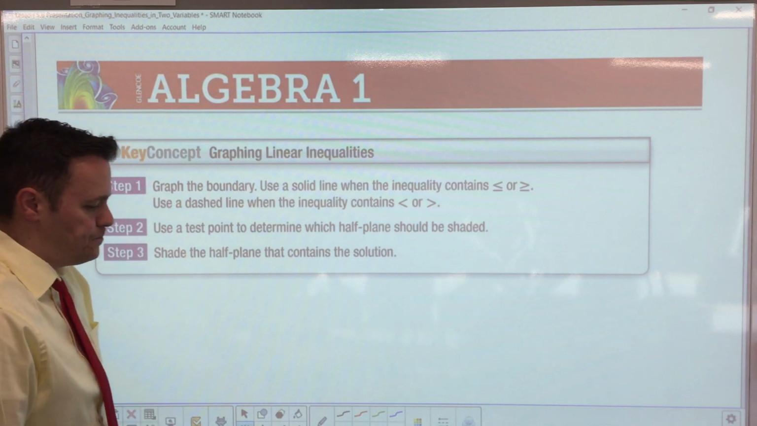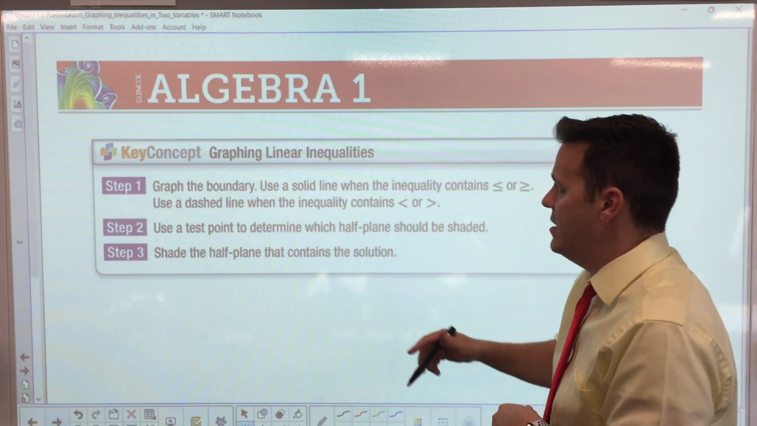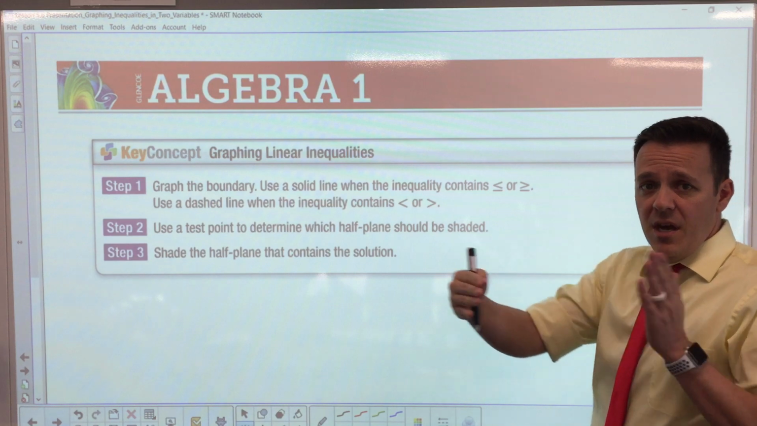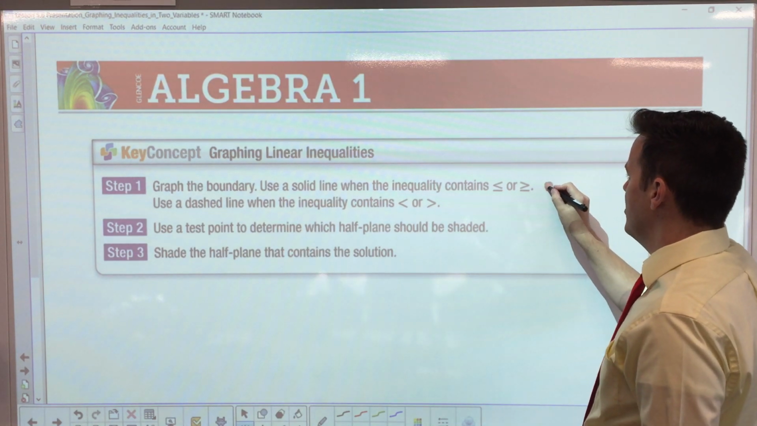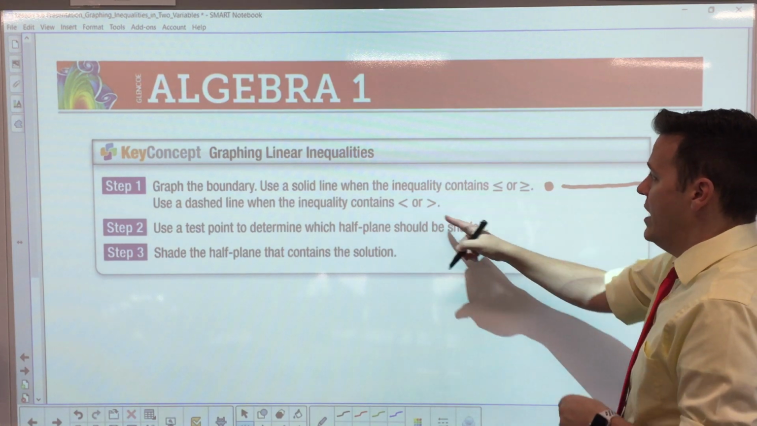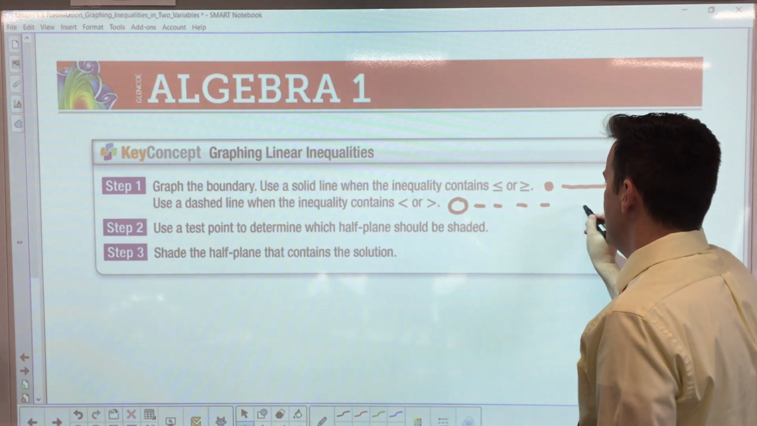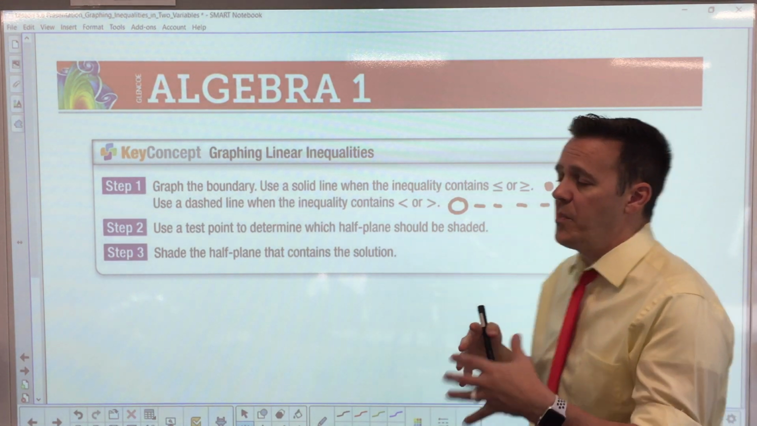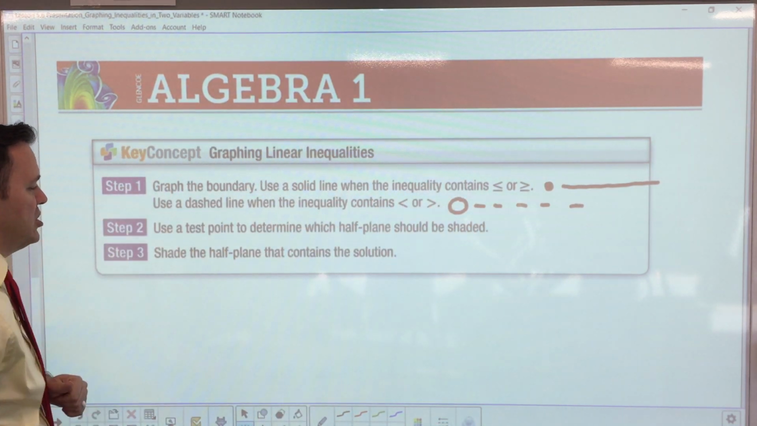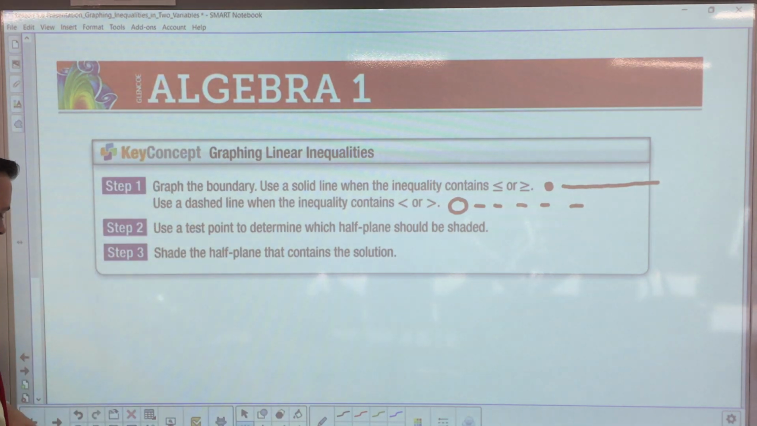Okay, graphing. We're going to draw these out, okay? We're going to do one manually, which we'll do in a second. Graph the boundary using a solid line. If you guys remember when we were on a number line, we used a closed interval. Now we're going to be using basically a solid line. And when we had a less than or greater than, we used an open interval, and now we're going to be using dashed lines, okay? A dashed line to represent that. You graph the line. The second step is to use a test point to determine which half you shade, and then finally you shade that area.